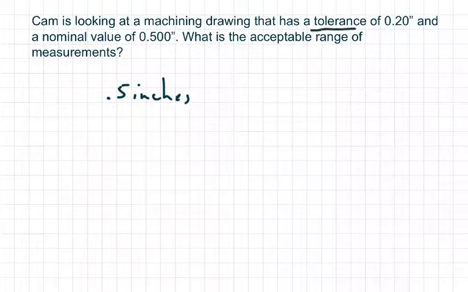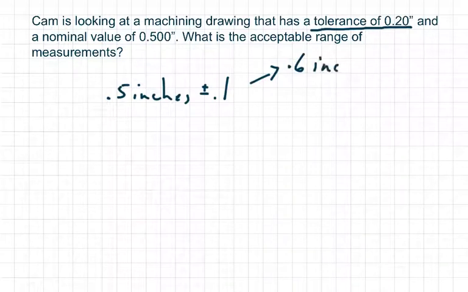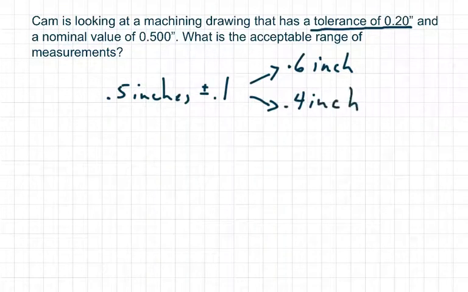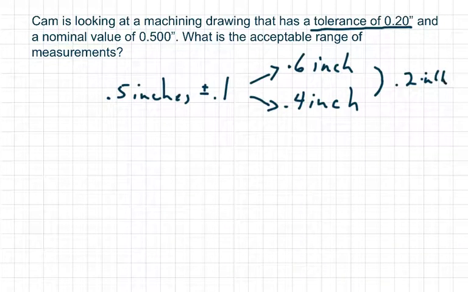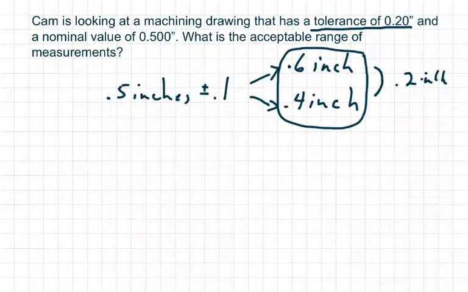It says the tolerance is 0.2 inches. So that means we can go up or down, not 0.2, but half of that, 0.1, because remember, we can go to our max, which would be 0.6 inches, or we can go down 0.1, which is 0.4 inches. And that difference is our 0.2 inches, or our tolerance, correct? So you can see the acceptable range of our measurements.